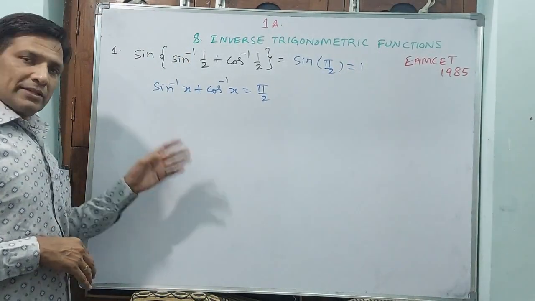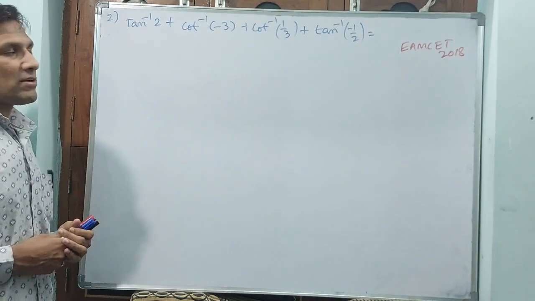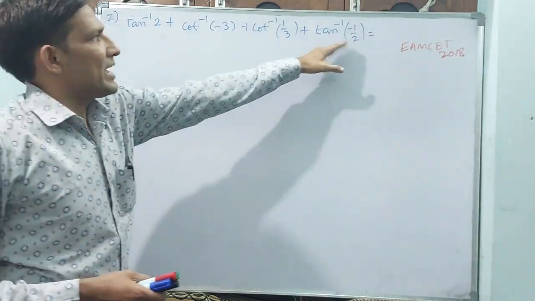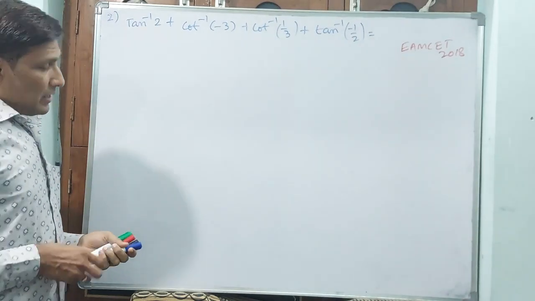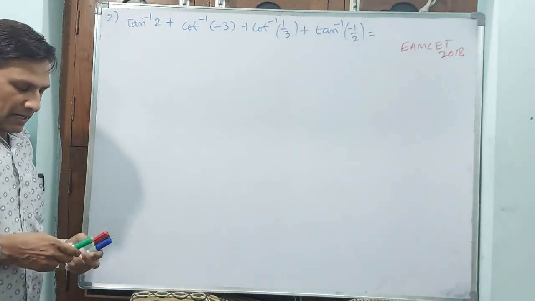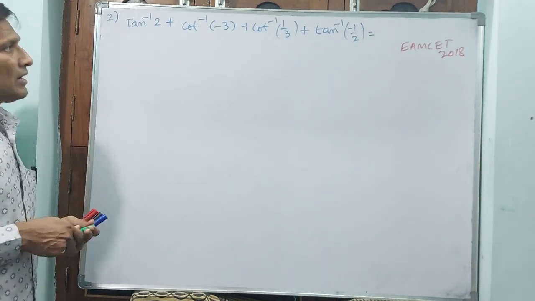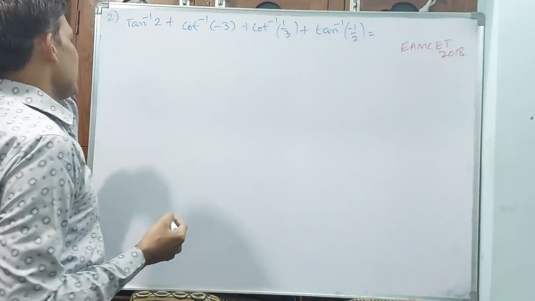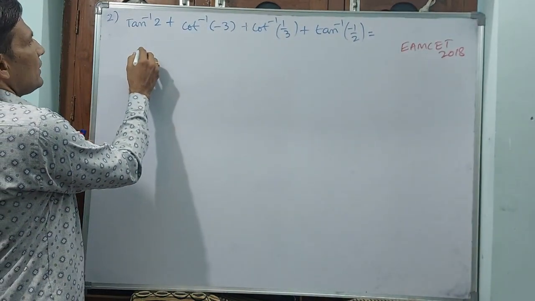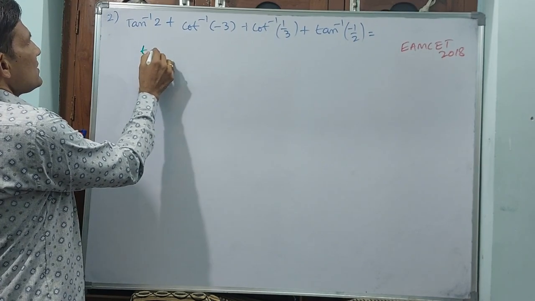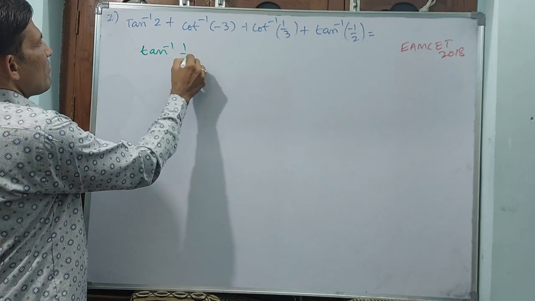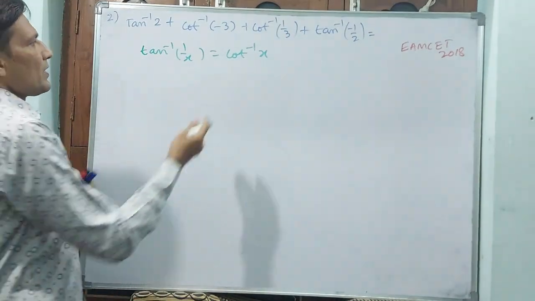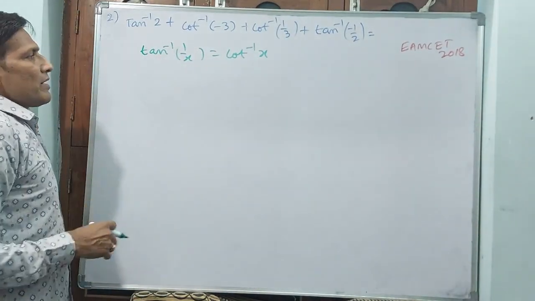Okay, let us go for the next question. See, second question. Tan inverse of 2 plus cot inverse of minus 3 plus cot inverse of 1 by 3 plus tan inverse of minus 1 by 2. Like this question is there. Then how to solve this, one hint I will tell. Formula and hint both I want to tell. 2-3 formulas will come. First formula I am writing: tan inverse of 1 by x is equal to cot inverse of x. This is one formula, or else reverse, vice versa.